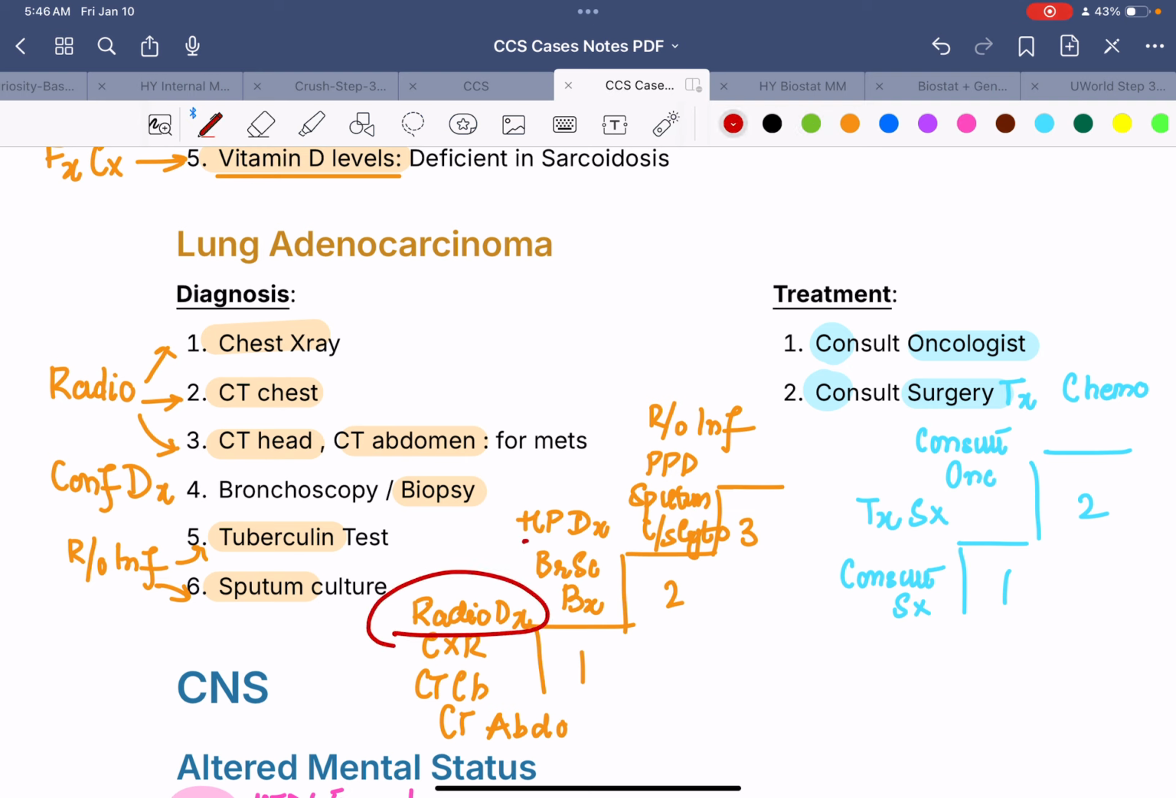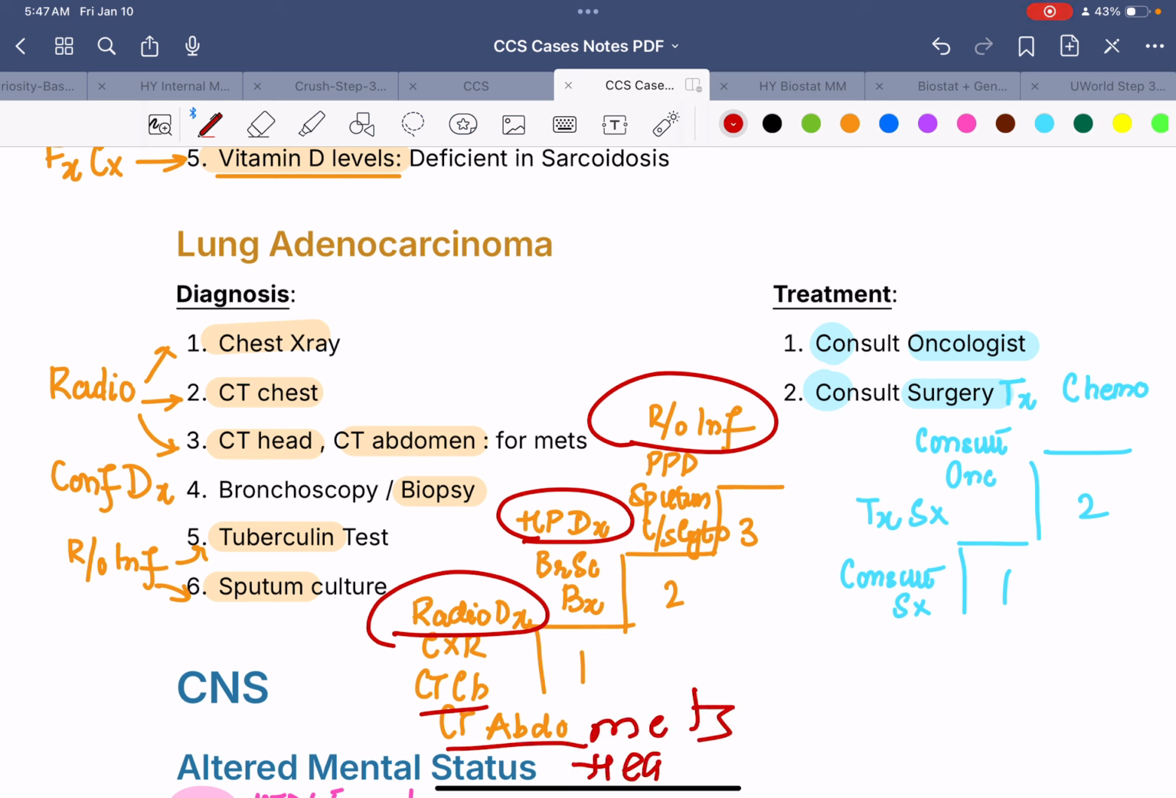So firstly, do a radiological diagnosis beginning with the chest x-ray, then do a CT chest, followed by a CT head or CT abdomen in order to look for mets. Secondly, establish the histopathological diagnosis by doing a bronchoscopy along with a biopsy. And thirdly, rule out infections such as tuberculosis with PPD and sputum culture sensitivity, and you can also do a sputum cytology. In this specific treatment, it's a lung cancer, so we'll have to remove the cancer, and the patient might also need chemo. So we will consult surgery as well as consult oncology.